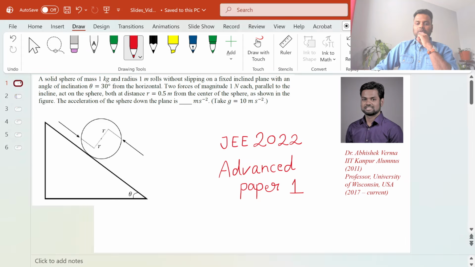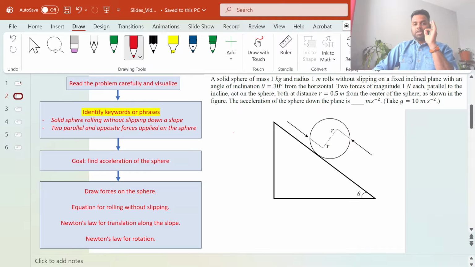In this video, we will work on this problem from 2022 paper 1. So first step, you read the problem very carefully, identify the key points, what is happening in the problem, right? Identify the goal very clearly, what the question is asking, and then think about the key steps of the problem, and then you start solving it.